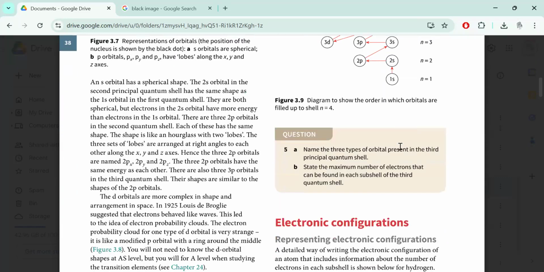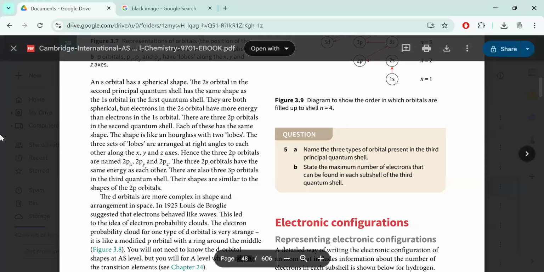Okay, so here we have question number 5. This is actually easy. It's like the one that I've told you before. So I'm just going to write this down. Name 3 types of orbital present in the third principal quantum shell. So we have the S orbital, the P orbital, and the D orbital. So this is actually S, P, and D, what I've stated.